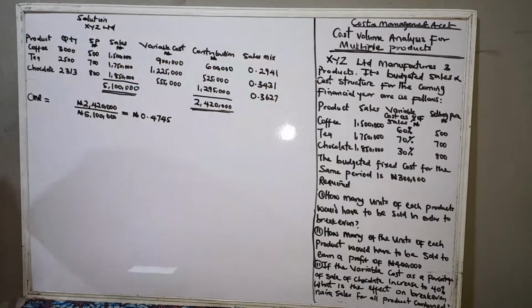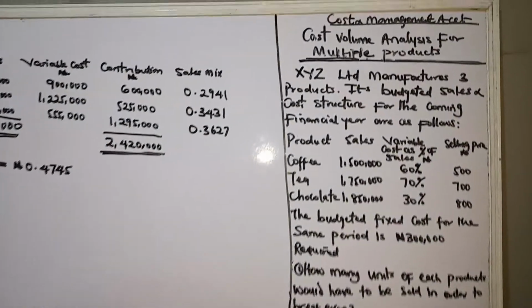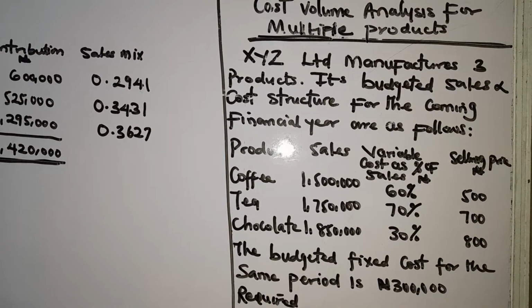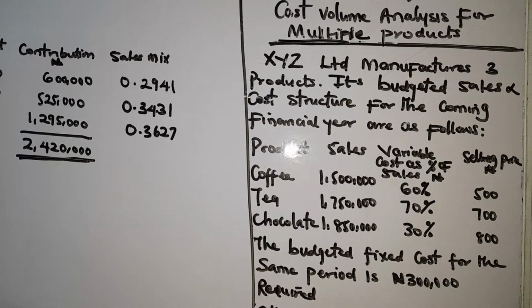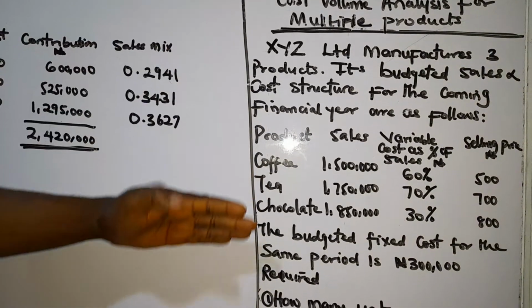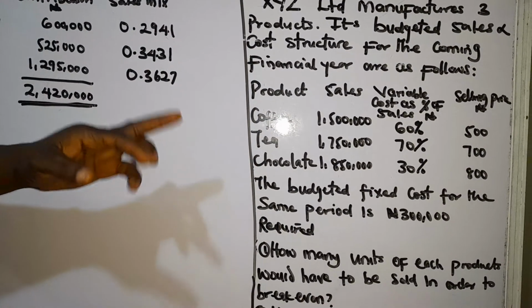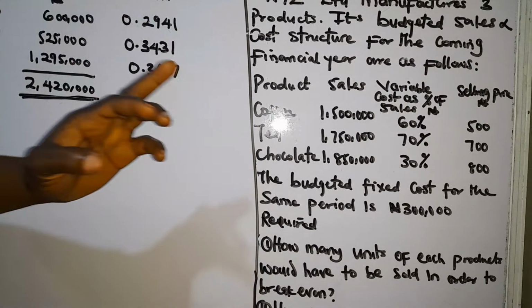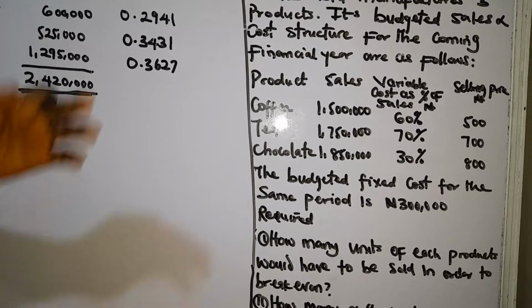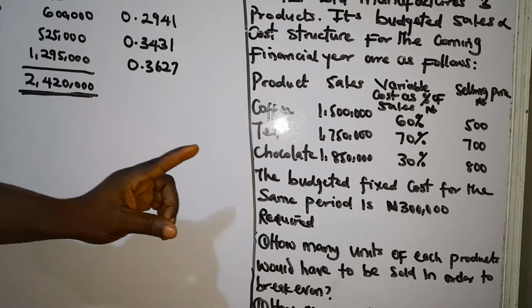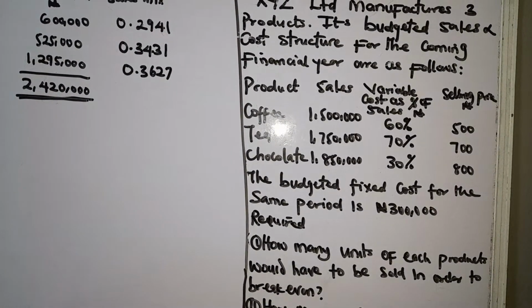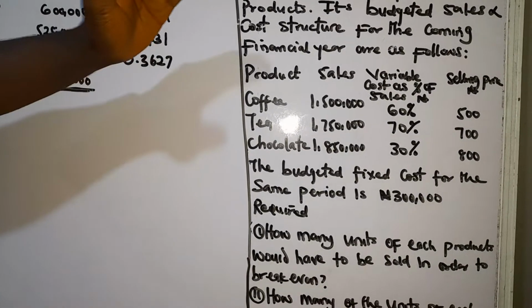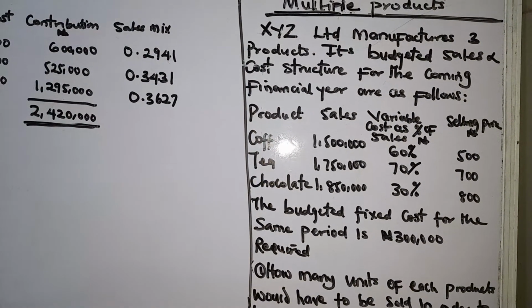XYZ Limited manufactures 3 products. Its budgeted sales and cost structure for the coming financial year are as follows. We have all the information given here: the product, the sales, the variable cost as a percentage of sales, then we have the selling price. Then the budgeted fixed cost for the same period is 300,000 naira. All this information has been given in the question.